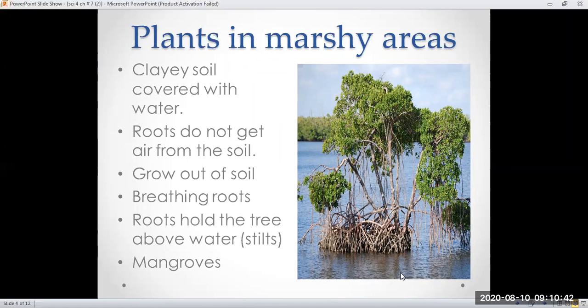And the roots of the plants that grow on the marshy areas do not get air from the soil, so that's why they grow out of the soil.